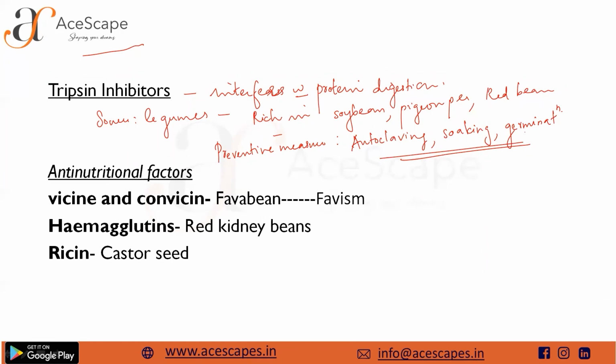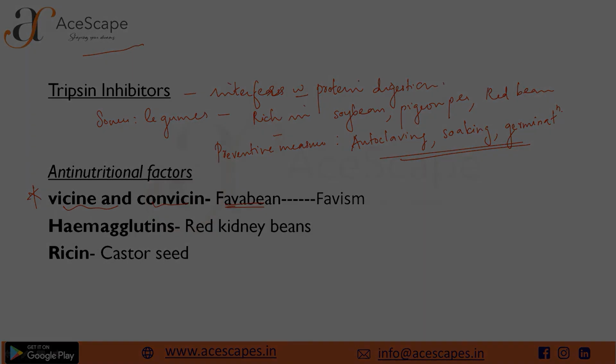So what are trypsin inhibitors? They are anti-nutrient components which interfere with protein digestibility. And they are rich in legumes and pulses. And what can we do to reduce their availability? Either we can cook it, or we can soak it, or we can germinate it. So these are the commonly used techniques. And another very important compounds are vicin and convicin. These vicin and convicin are present in fava beans.